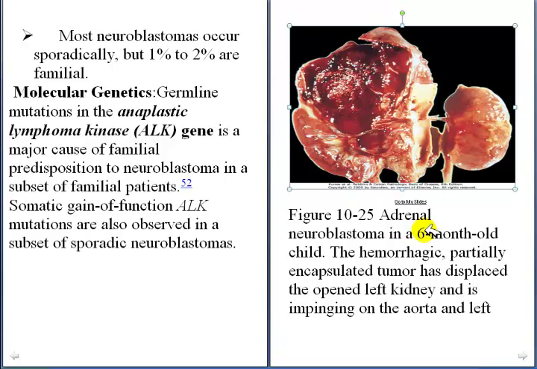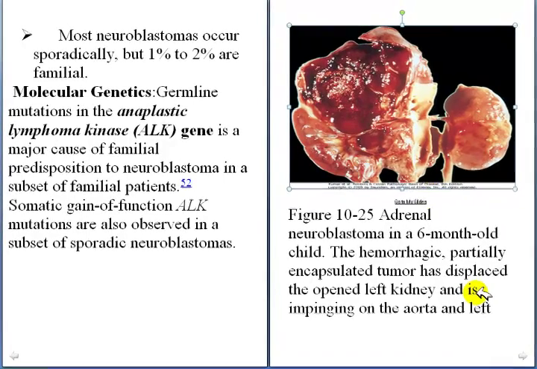Here you can see in figure 10-25 an adrenal neuroblastoma in a 6-month-old child. You can see a very large, hemorrhagic, partially encapsulated tumor, and this has displaced the left kidney. Okay, so yeah, this is quite a big adrenal gland for a 6-month-old child.